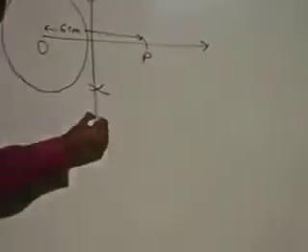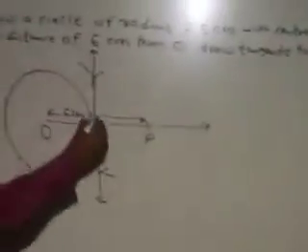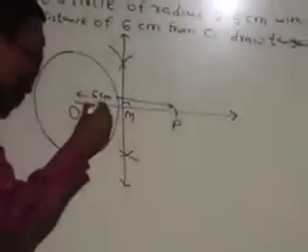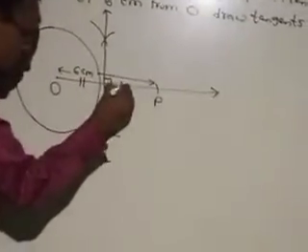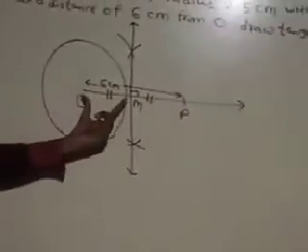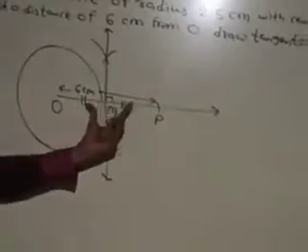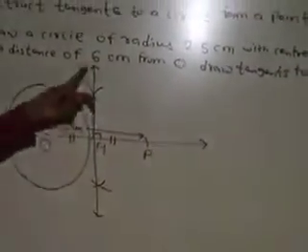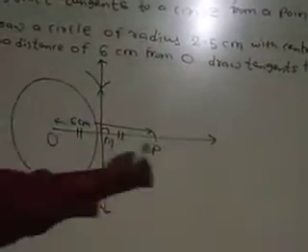That line does not intersect the circle, meaning it does not touch the circle. This is point M here. It divides OP into 2 equal parts. Measure that: it is 3 cm, and this is the 3 centimeter. So this is the perpendicular bisector of OP.